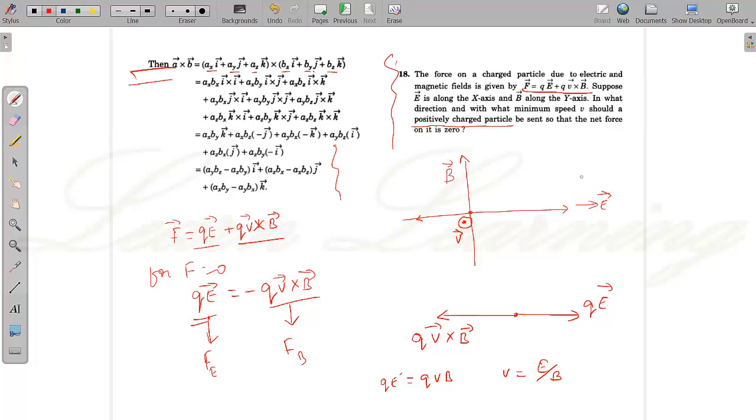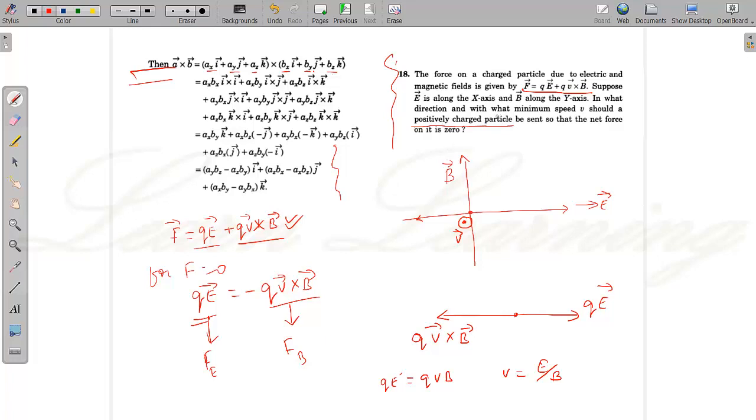Suppose E is along the x-axis, so the force is given by QE plus QV cross B. These things we have to study in electrostatics and magnetism. B is the magnetic field, E is the electric field here. So E is given along the x-axis and B is given along the y-axis.